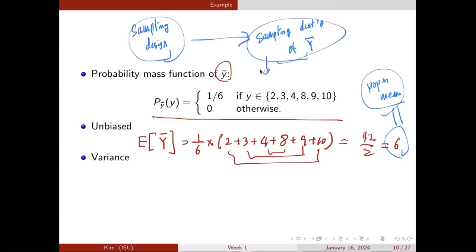So the sampling design induces a sampling distribution of a random statistic, basically, right? Which is a function of the yi in the sample.